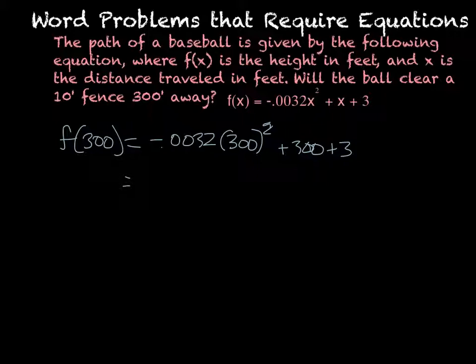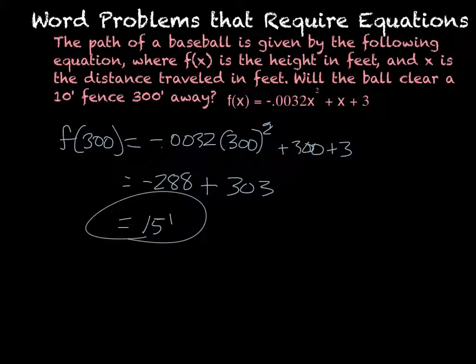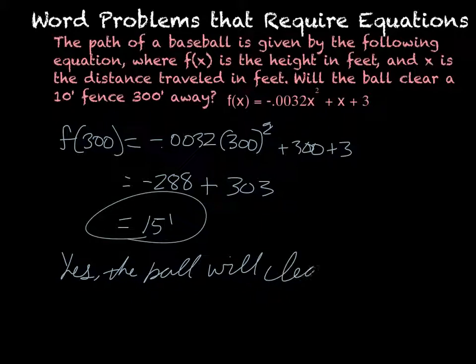All right, so if I start calculating now, I'm going to get negative 288 plus 300 plus 3, which is 303. So negative 288 plus 303 is going to be 15. So that means at 300 feet, the ball is going to be 15 feet in the air. So your answer is yes, the ball will clear the fence. It will clear a 10-foot fence.